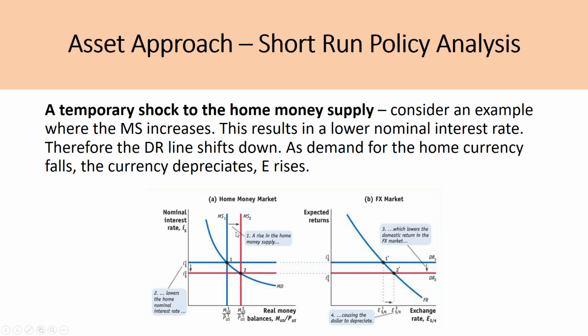So consider an example where the domestic MS increases. So there's a rightward shift in the MS curve. This results in a lower nominal interest rate in the short term, because prices can adjust, so the nominal interest rate adjusts. So there's a short-run drop in the nominal interest rate. Therefore, domestic returns fall. And as the domestic returns fall, the DR curve shifts down, and the new equilibrium exchange rate in the short term is at 0.2. So the equilibrium exchange rate increases, and there is a real depreciation.